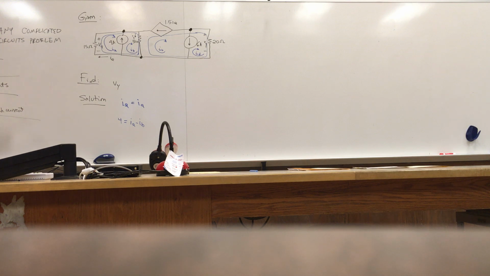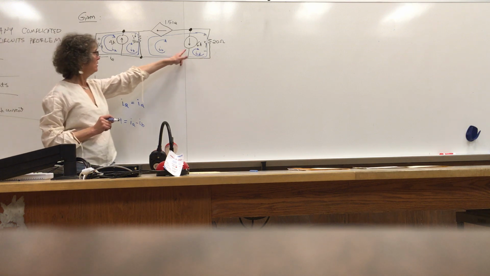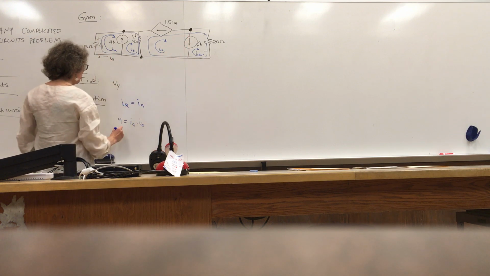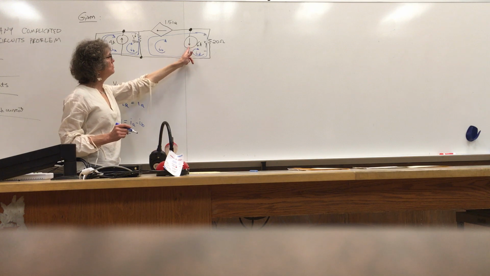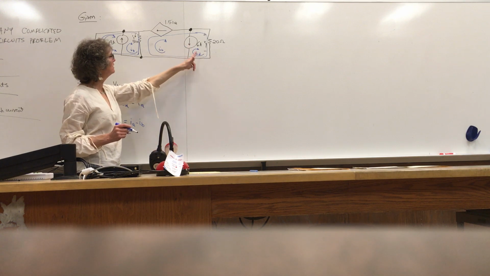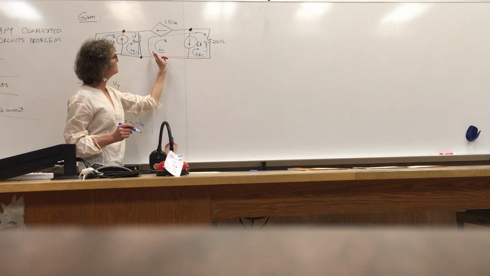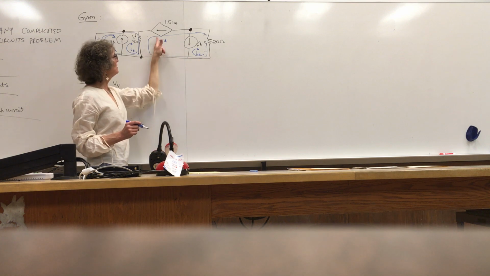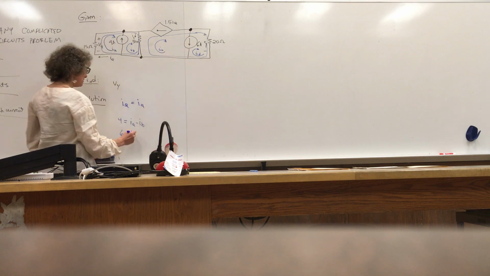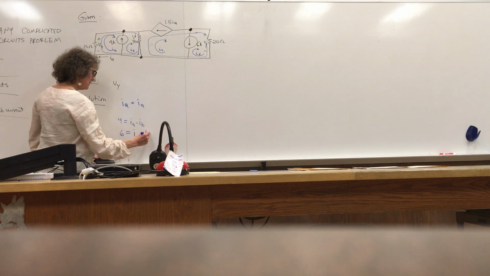And then the equation I'm going to write for the second super mesh is going to be its current, which is 6, in terms of the mesh currents on either side. Is it ID minus IC or IC minus ID? Well, IC is the one going in the same direction as the 6, so it's going to be IC minus ID.